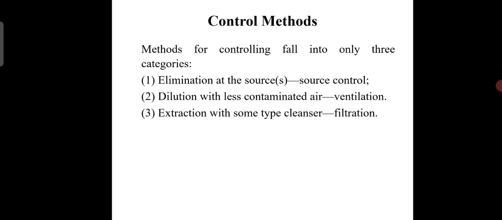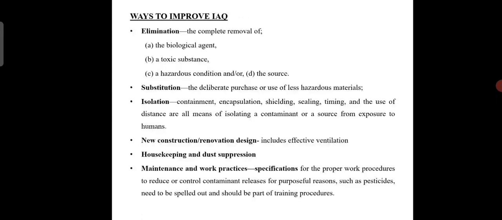So how to control these indoor air quality problems? So there are basic 3 strategies to improve indoor air quality. One is the source control. Most effective way to improve IAQ is to eliminate individual source of pollution or to reduce their emission.